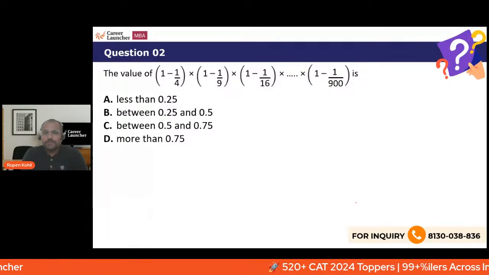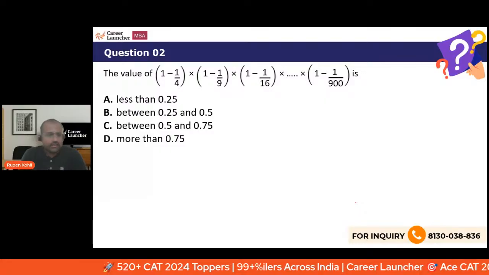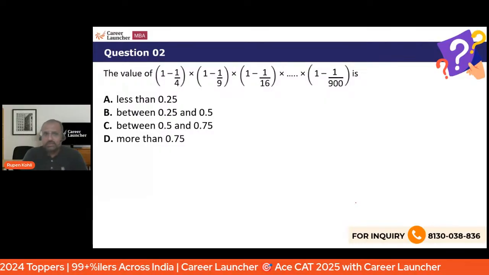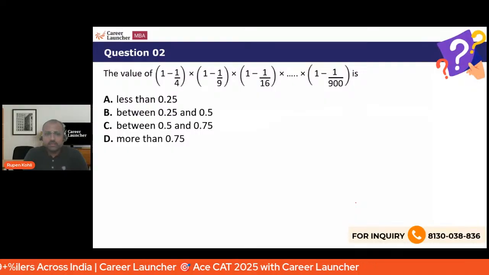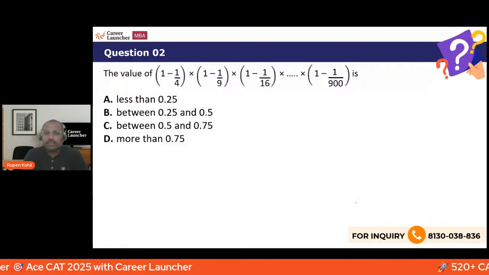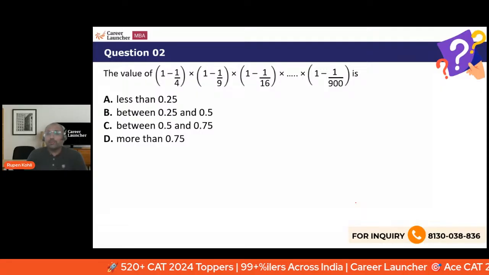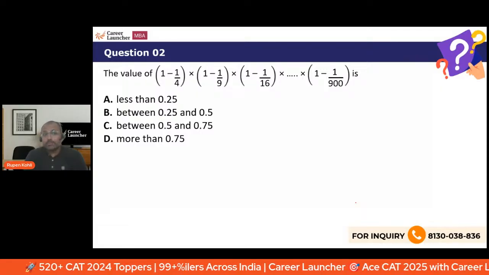Yes, people. The value of this expression. Again, let me give you 1 minute to think on this before we start discussing, so that I can get some answers if possible from you. Remember, you don't necessarily have to calculate this exactly because the options are in a range.